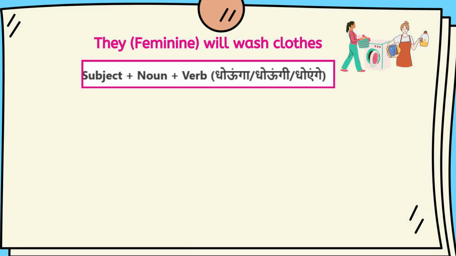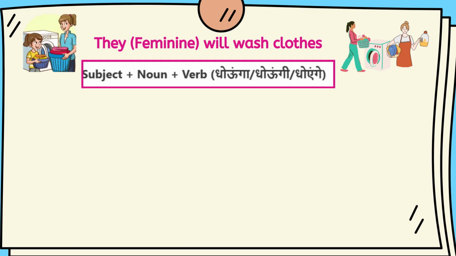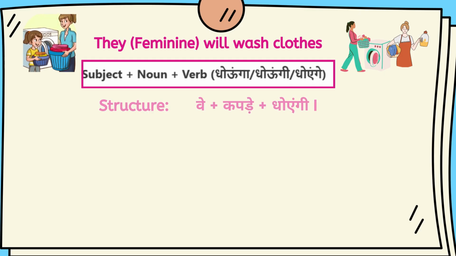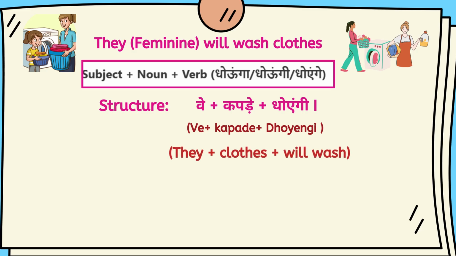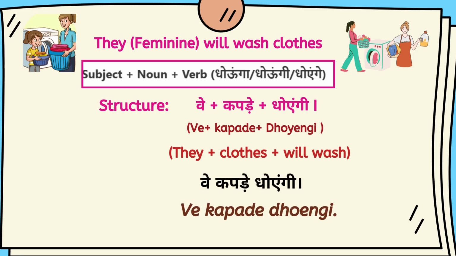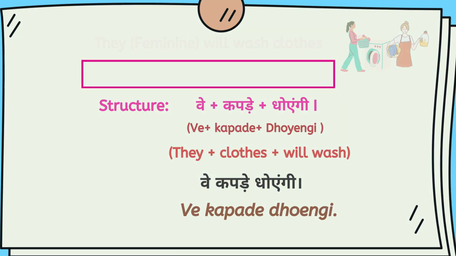And now if we have to say the same thing for a feminine group, they will wash the clothes, we would say वे कपड़े धोएंगी. So वे stands for they, कपड़े are of course clothes, and धोएंगी means will wash. Now the एंगी which is added to the धो, it indicates a plural feminine subject. And so the sentence becomes वे कपड़े धोएंगी.